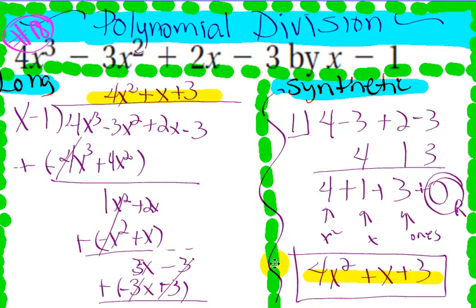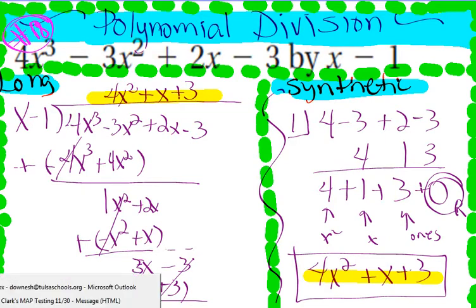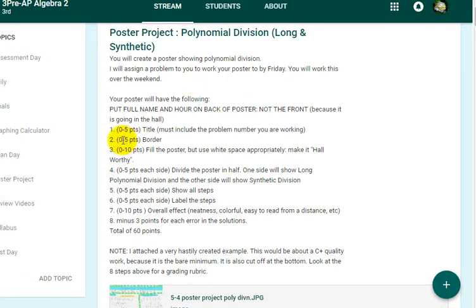So you're going to divide it in half, and around all the edges I want a nice pretty border to make your poster stand out. So the border is worth 0 to 5 points. So if you don't put a border, you get 0 points for that. If you do a nice pretty border that took a little bit of time there, not just dots and dashes like what I did, you'll get all 5 points.